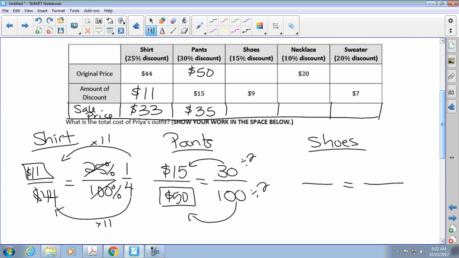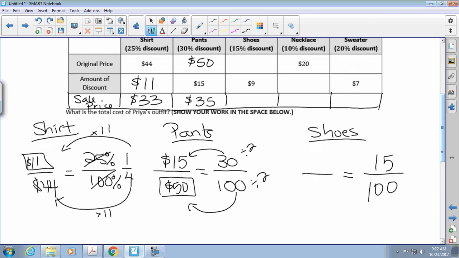All right, the next one is the shoes. We know we're going to get a 15% discount. All right? And we know the amount of the discount. So the amount of the discount is going to go here on top. Who here had that set up correct? Okay, nice job. Everybody did. And we need to find our missing piece. So again, when you're looking for your missing piece right now, I'd recommend that you actually draw that box in, okay? All right, now 15 and 9, that's not really compatible.